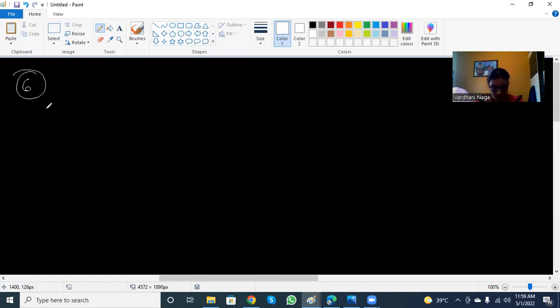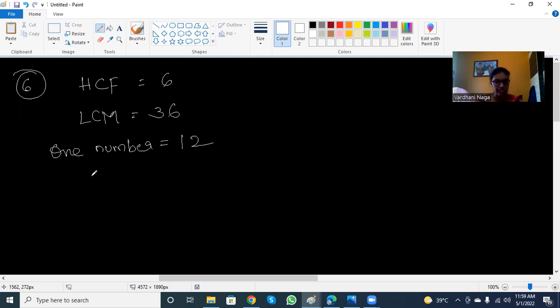The HCF of two numbers is 6 and their LCM is 36. The HCF of two numbers is 6. Their LCM is 36, given. If one of the numbers is 12, find the other number.